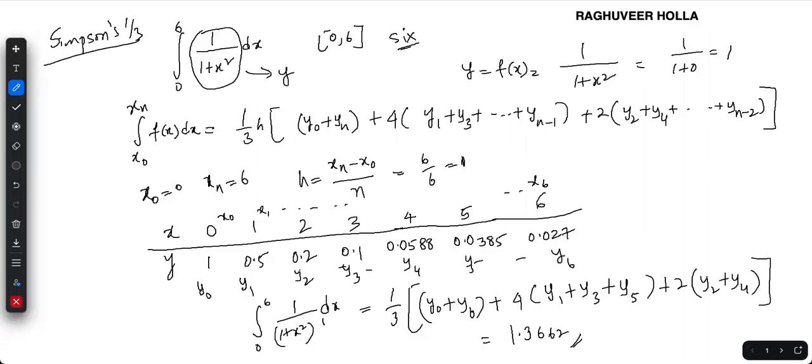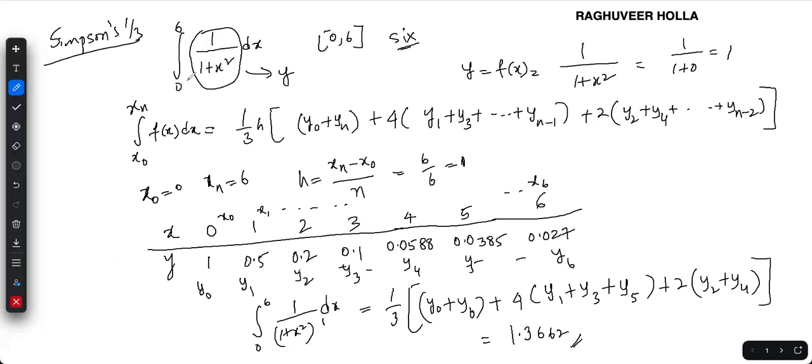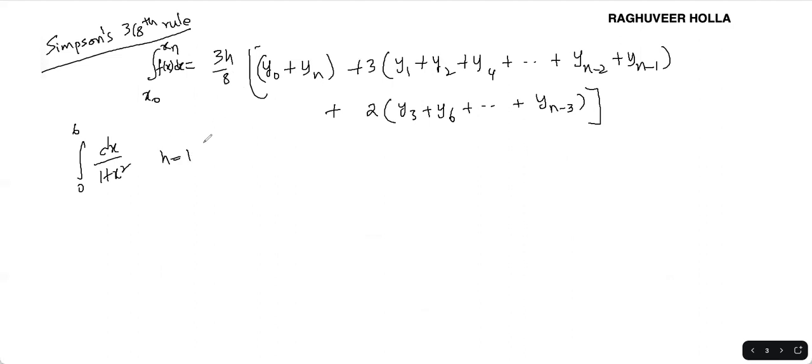I'll be taking the same problem here. That is, let us evaluate the integral from 0 to 6 of 1 by 1 plus x square dx. So this is the problem. Into 6 equal parts. So here, as we have seen, h will be 1. Okay, let us substitute it.